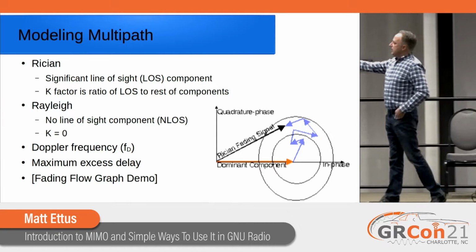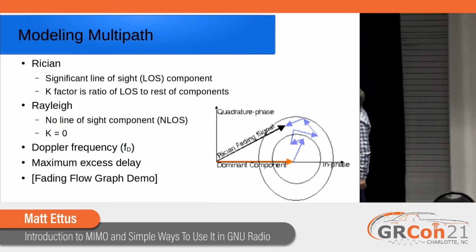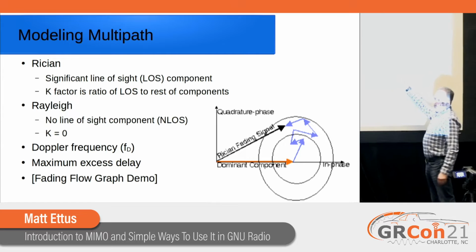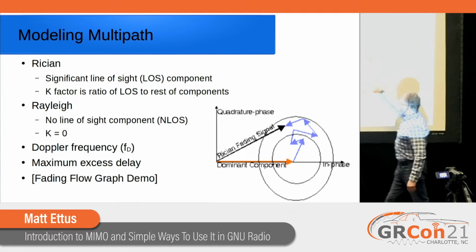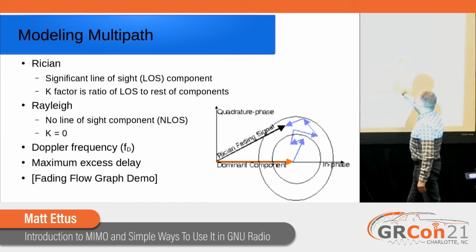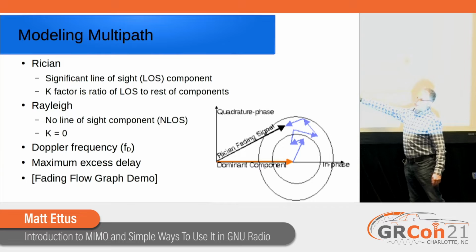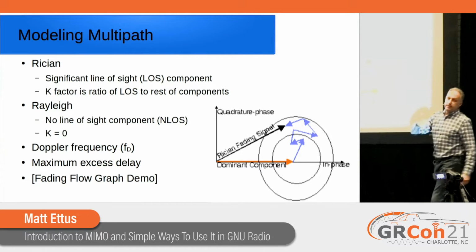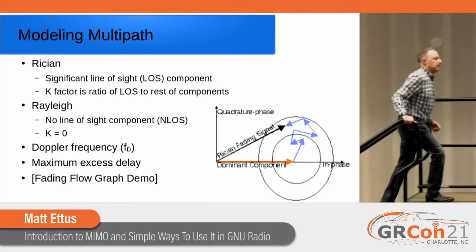If you look on the right, this is Riceian, so you have your dominant main component, and then you have these random paths in addition to it. If this was Rayleigh, you wouldn't have this orange, and everything would be back here. The bigger the dominant component is, the less likely you are to go through the origin. But if there is no dominant component, you're very likely to go through the origin. That's when you get the really deep fades, when you have a 0 amplitude or close to it.